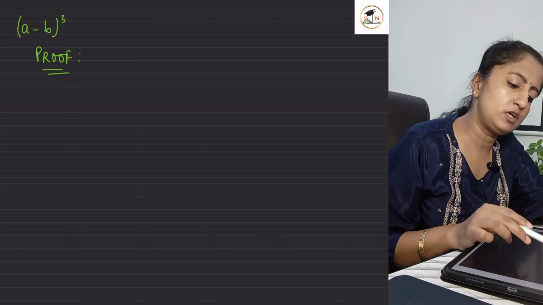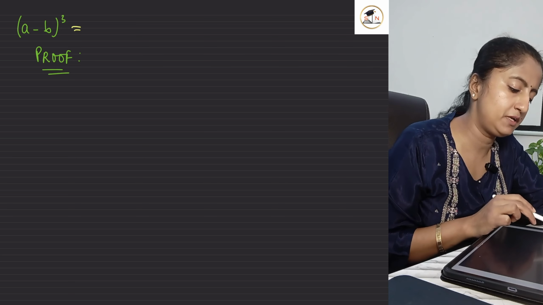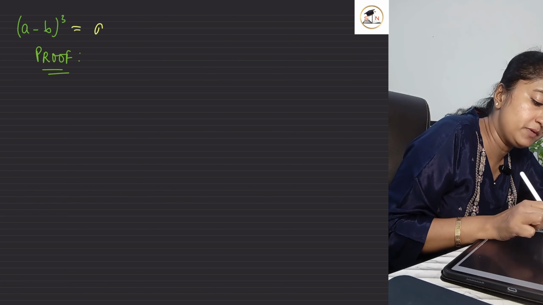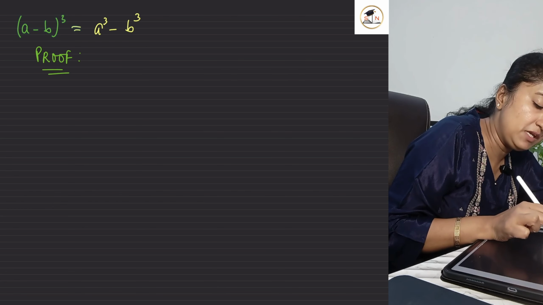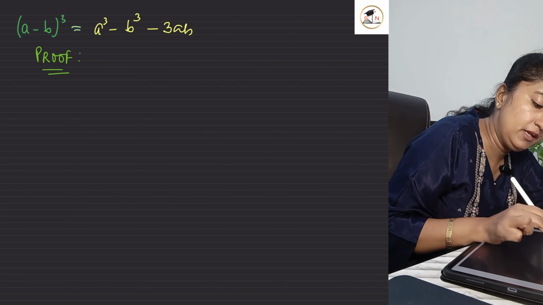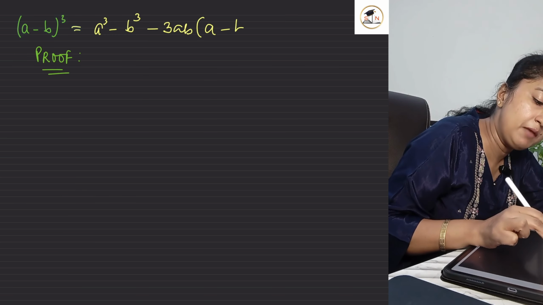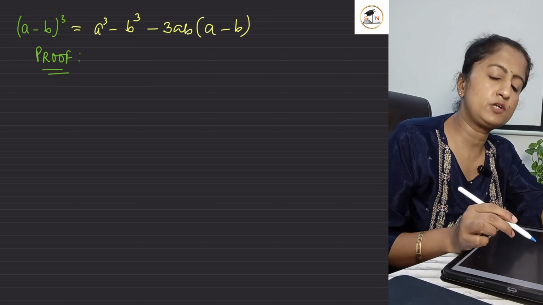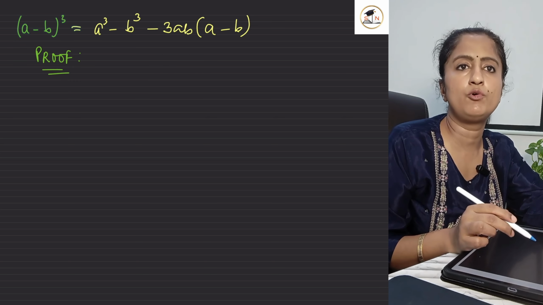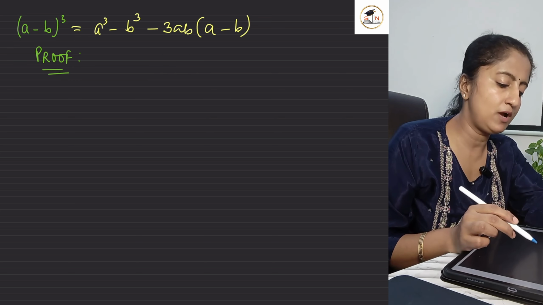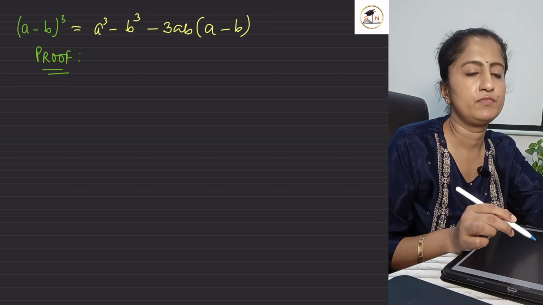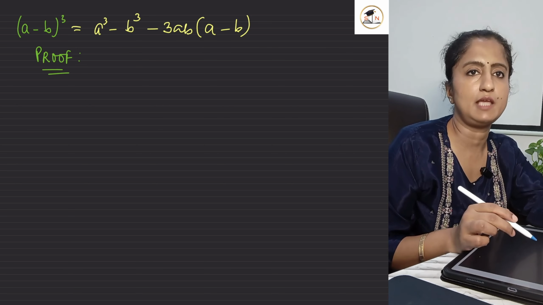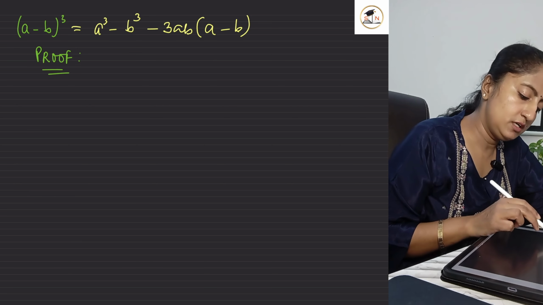Okay, now when we are talking about proof, before that, we should be writing the expansion. The expansion for a minus b whole cube is a cube minus b cube minus 3ab, and in brackets we have a minus b. It is slightly different with respect to your previous identity, which is a plus b whole cube, such that wherever you have b, you have negative. That is the only difference, right? The rest, the pattern is absolutely same. So let's start with proof.